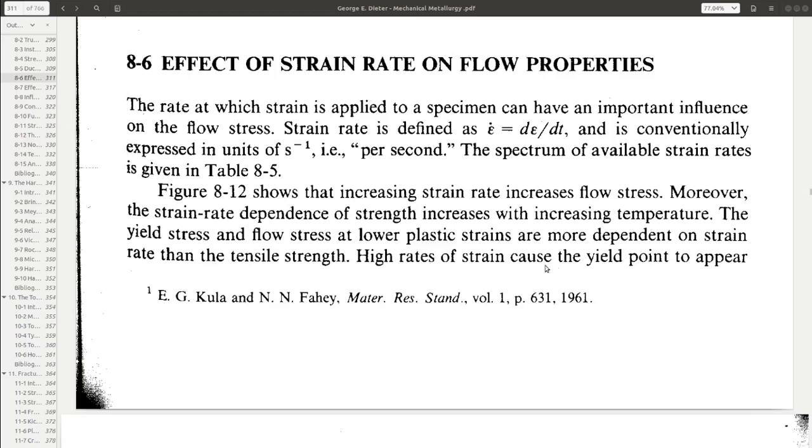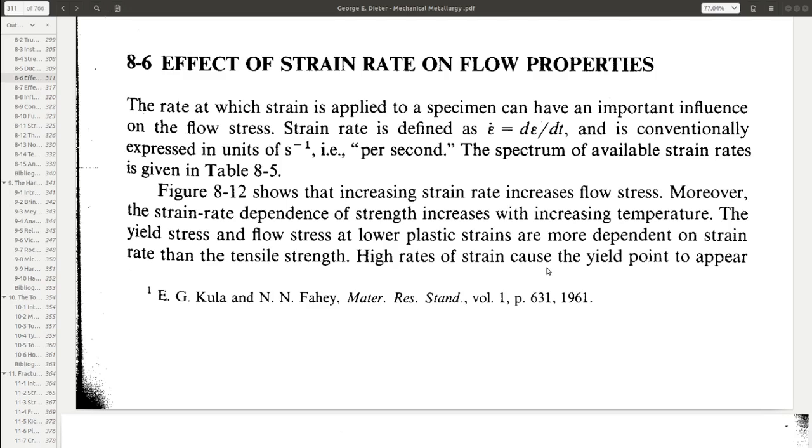In the previous video, we discussed that in a tensile test we apply some elongation and measure the load exerted on the specimen due to that elongation, and using that we draw the stress strain curve, right? Now the question is, does the rate of applying elongation influence the stress strain curve?